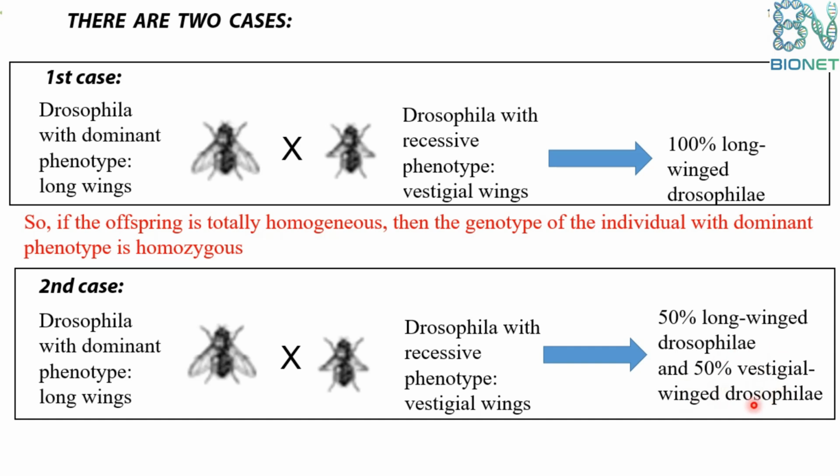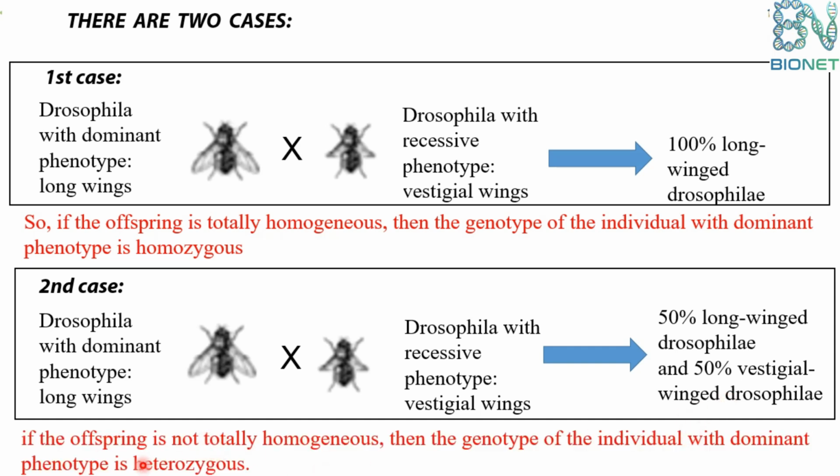So the appearance of the recessive phenotype in the descendants indicates that both parents carry the recessive allele. Otherwise, the recessive phenotype will not appear in the descendants. So if the offspring is not totally homogeneous, then the genotype of the individual with dominant phenotype is heterozygous. So according to the results, we can say if the parent with dominant phenotype is pure or hybrid. Now let's explain the results of the test cross.